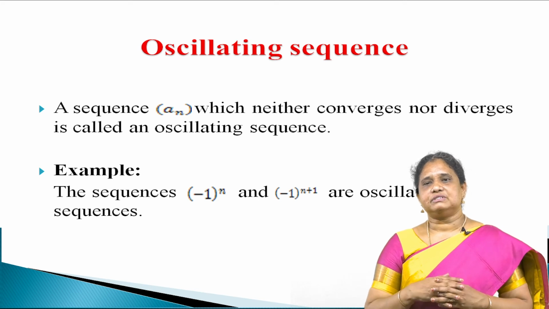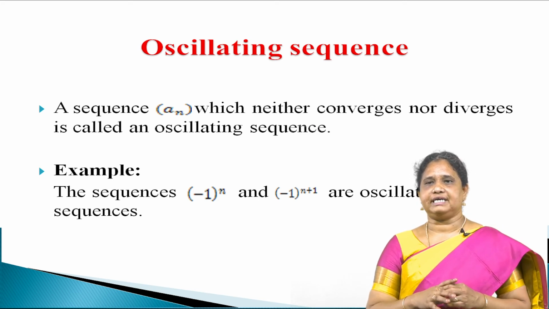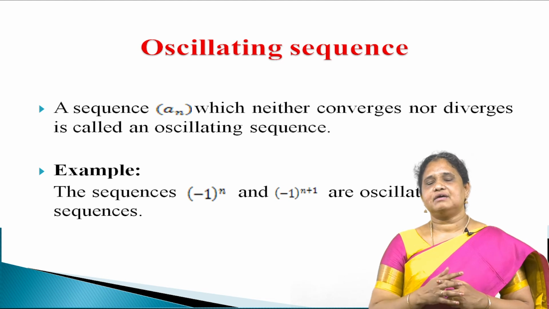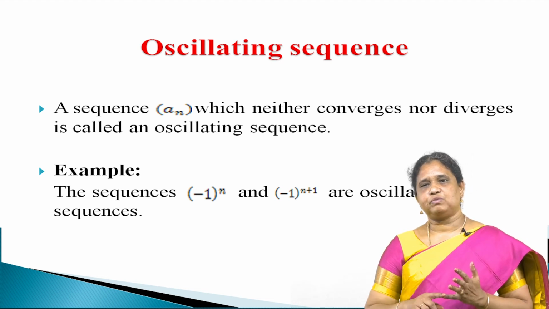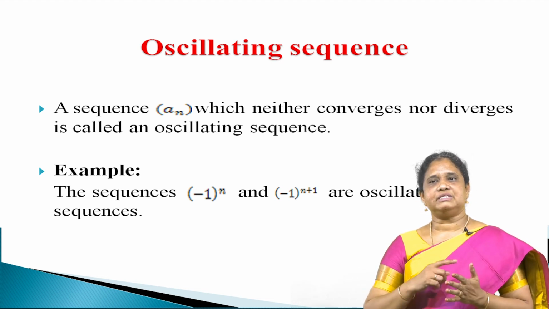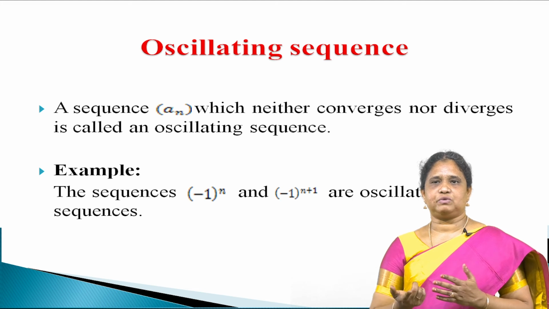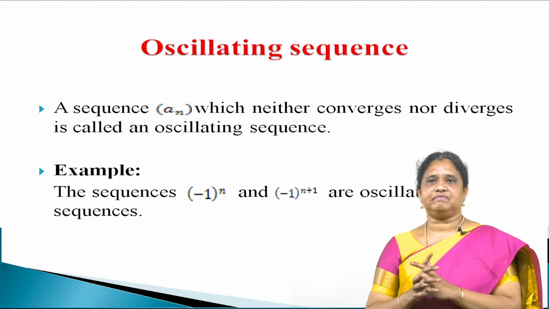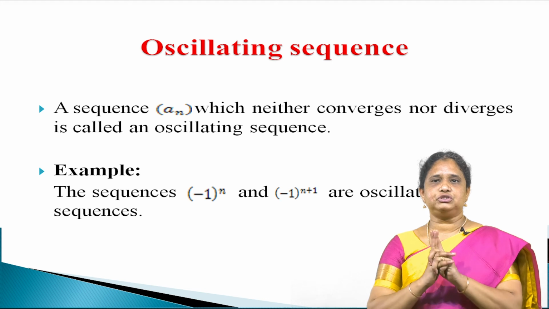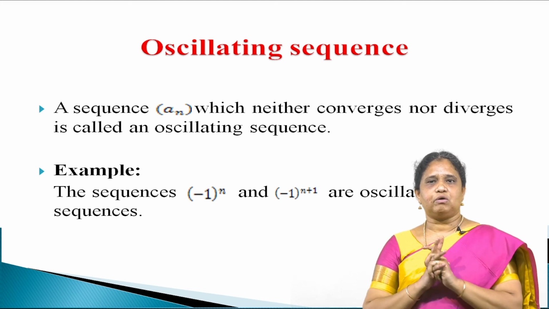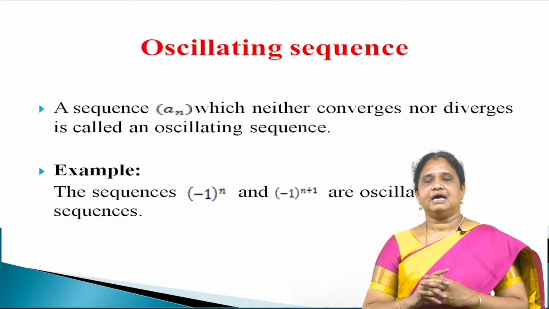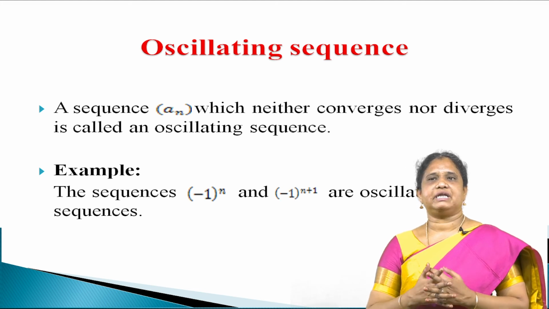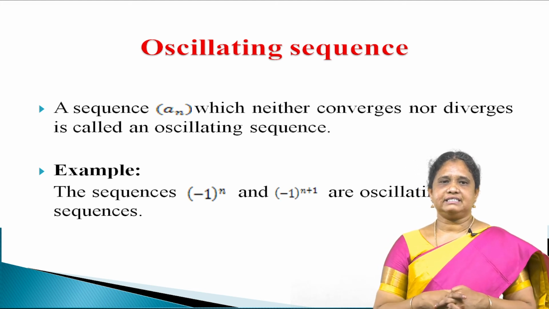Example, the sequence is minus 1 whole power n. Here the sequence terms are minus 1, plus 1, minus 1, plus 1. So the range is minus 1 and plus 1. So it neither converges nor diverges, but it has 2 values. So it is an oscillating sequence. And also minus 1 the whole power n plus 1 is also an example of an oscillating sequence.